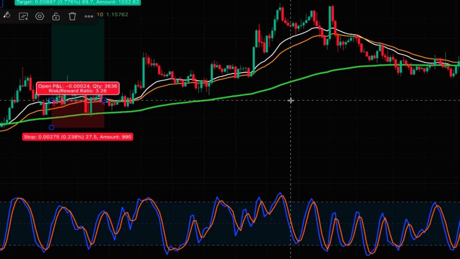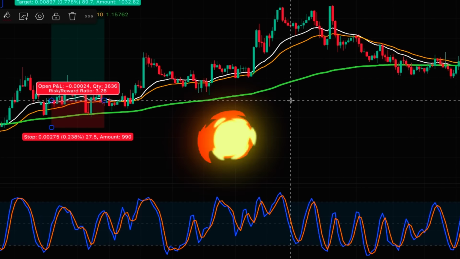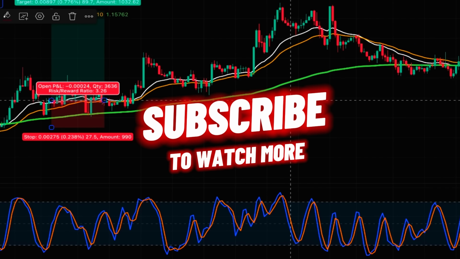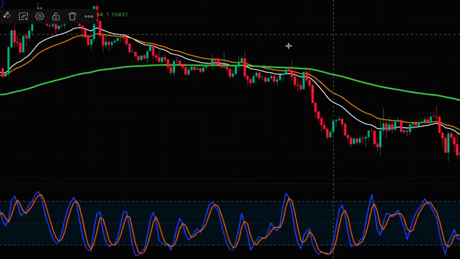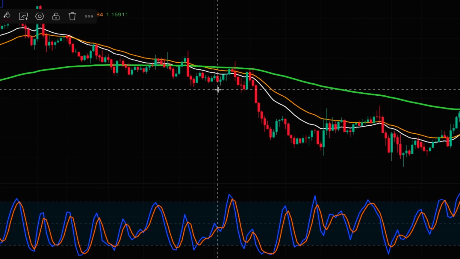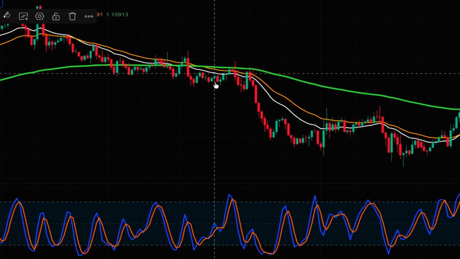Alright, now let me show more examples of buy and sell signals so you completely understand. As you can see, following the uptrend, here the price went below the green line, and from here you can see that the white line and the orange line are also below the green line. Now we should wait for a pullback.